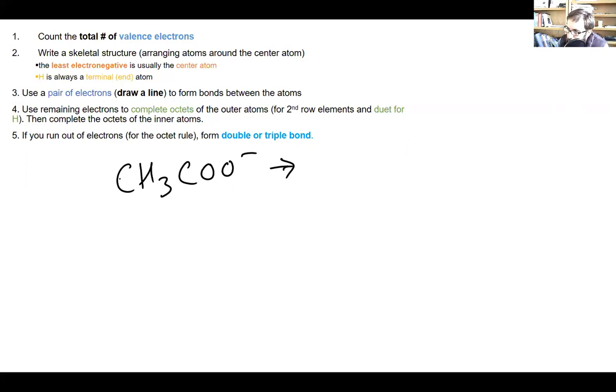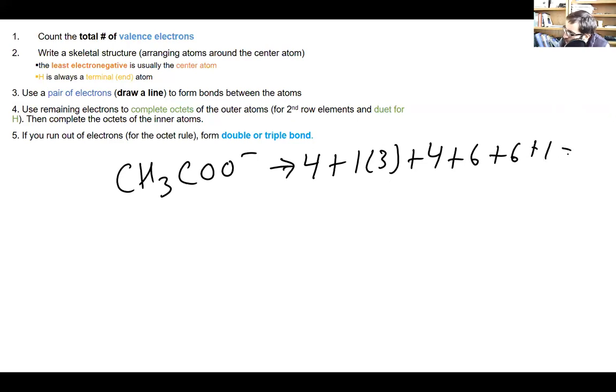This is approximately. This is carbon worth 4 valence electrons. We have 3 hydrogens worth 1 each. Then we have another carbon, and then we have 2 oxygens written out in the structure, plus minus 1 charge. So that's going to be the 1 more electron there. So 4 plus 3 is 7, plus 4 is 11, 17, 23. That's going to get me 24 valence electrons in the whole structure.